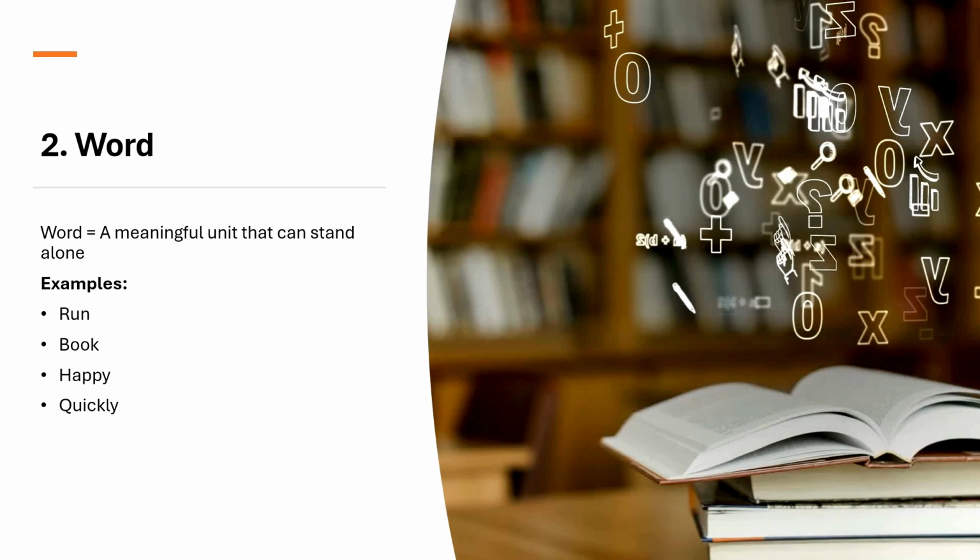Second part of the language is word. A word is a complete unit that has meaning and can stand on its own. They are composed of different letters. For example, run is a word, book is a word. Unlike morphemes, words can be used independently in sentences.